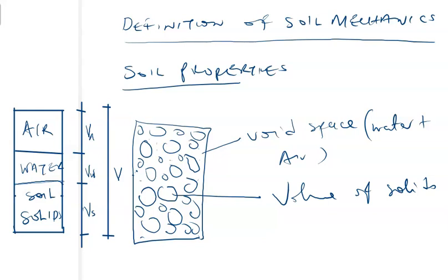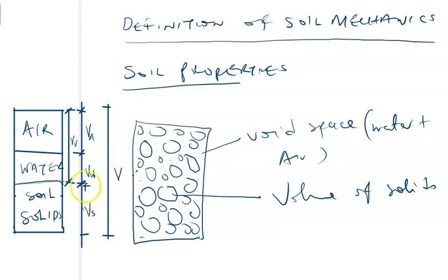So you see that between here and here is the volume occupied by air and water, which collectively make up what we call VV. That is volume of void. So these two collectively make up VV, as this and this make up volume of void. So this is VV, while this is VA, VW.